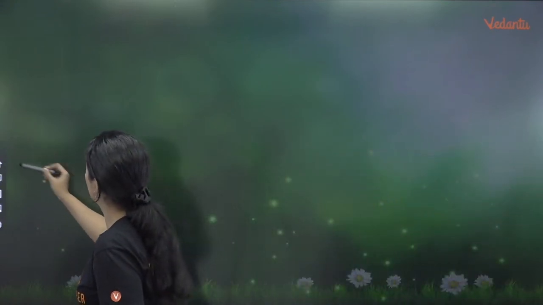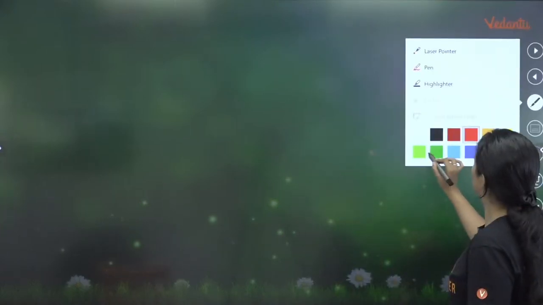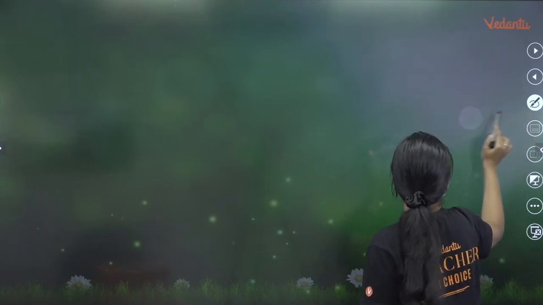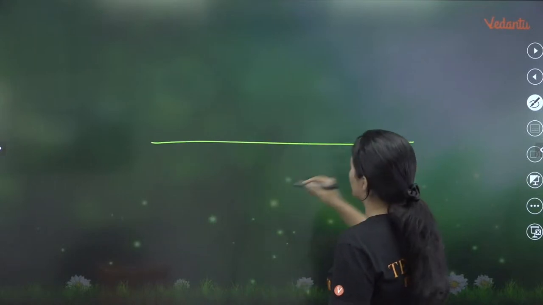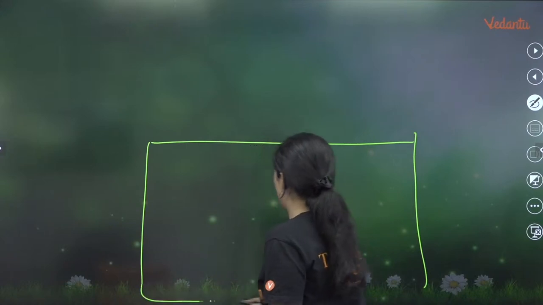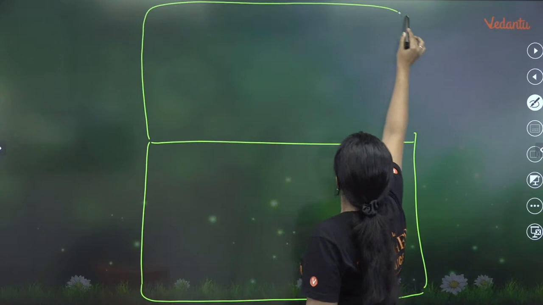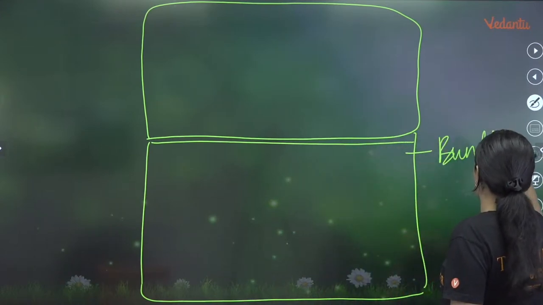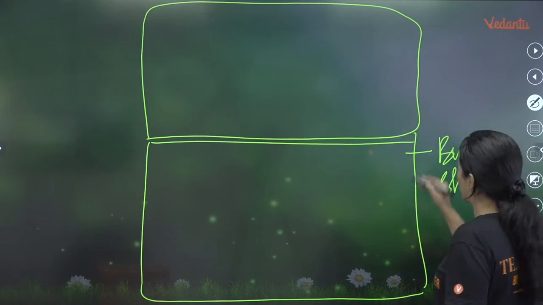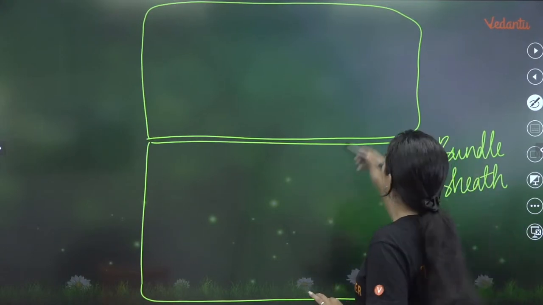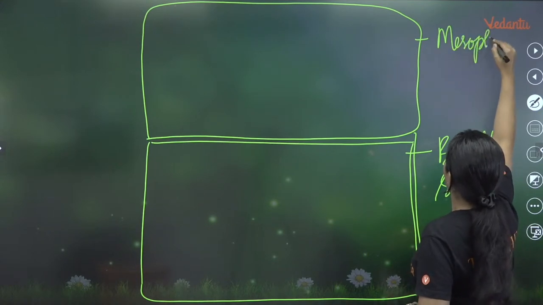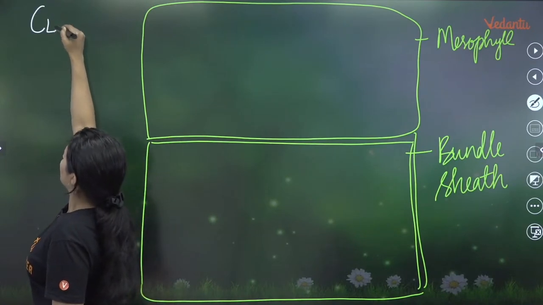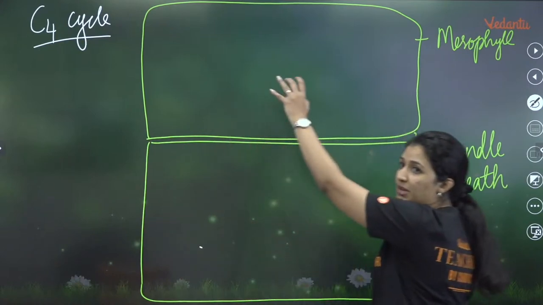So first things first, we have to separate two cells. We have the mesophyll cell. Now what you have to understand is this is our bundle sheath cell. It has very thick walls. I'm not drawing it once more. And this is our mesophyll cell. So we're doing the C4 cycle, with the mesophyll cell and the bundle sheath cell.